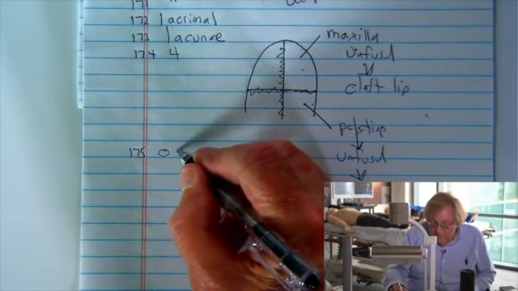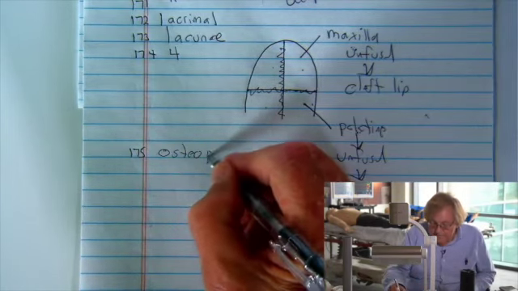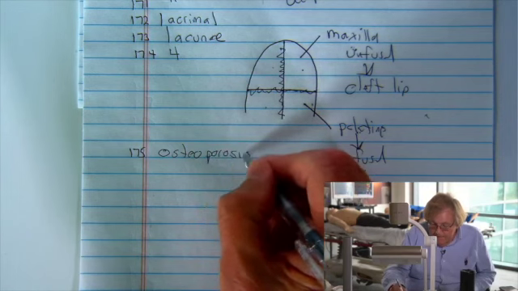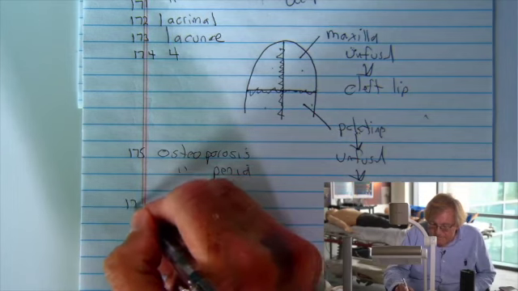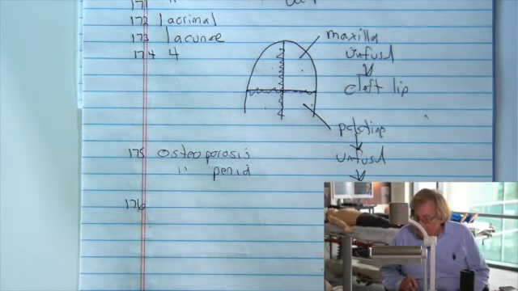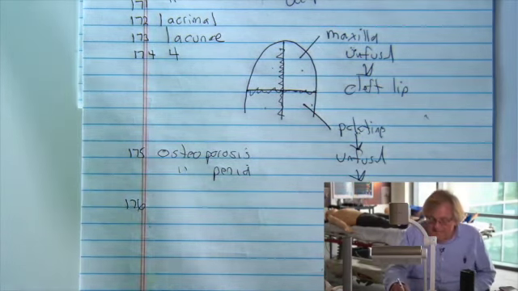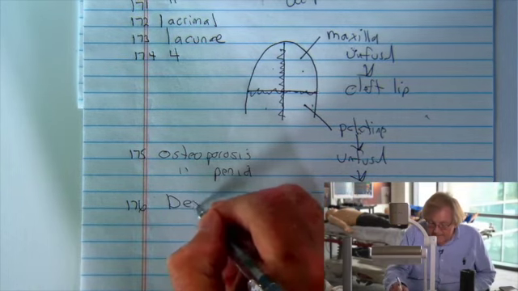175. 175 says loss of bone mass. That's going to be osteoporosis or osteopenia. 176. 176 scan for loss of bone mass. That's going to be called a DEXA scan.